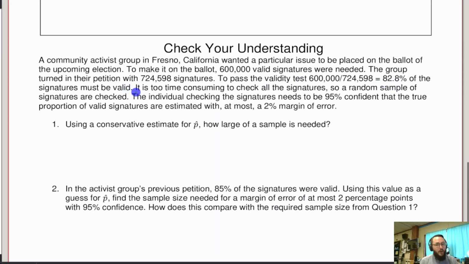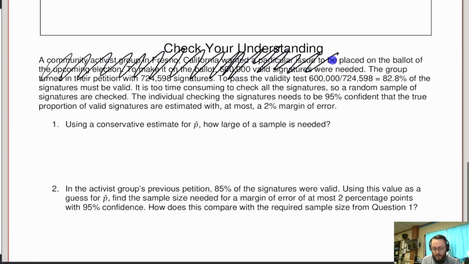All that's telling us is that they need a certain percentage of the signatures that they gathered to be valid. So that actually has nothing to do with our problem. I mean, it's context, but we really don't need any of it. The closest thing that we need is just the 82.8% for perhaps an analysis later.